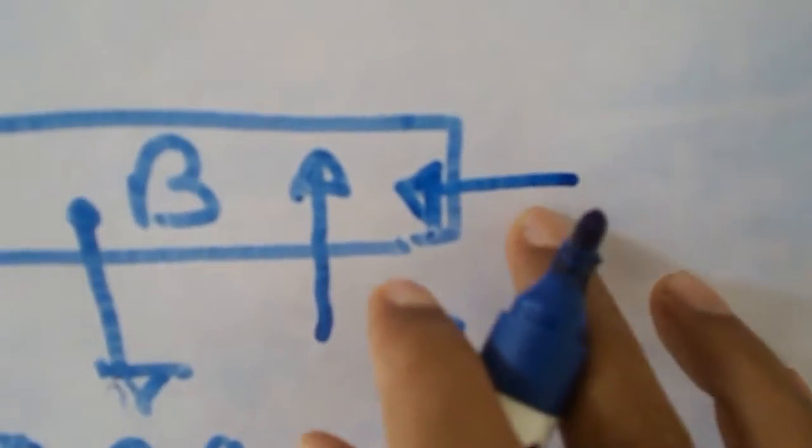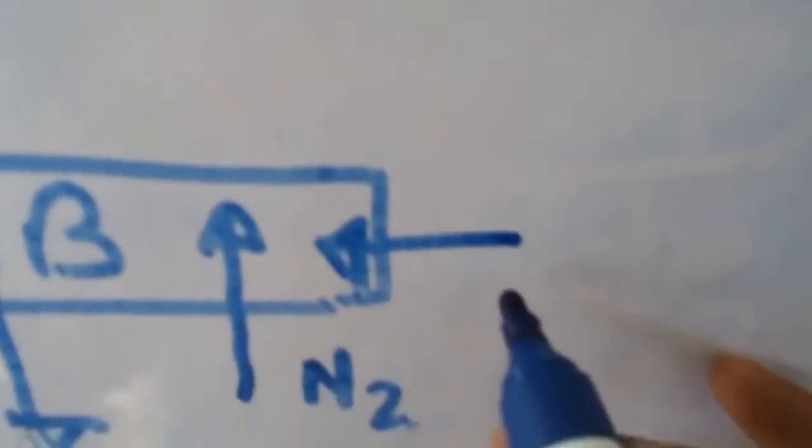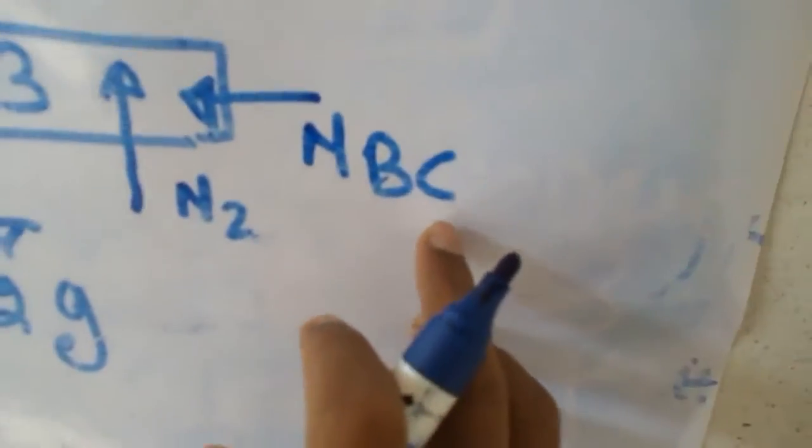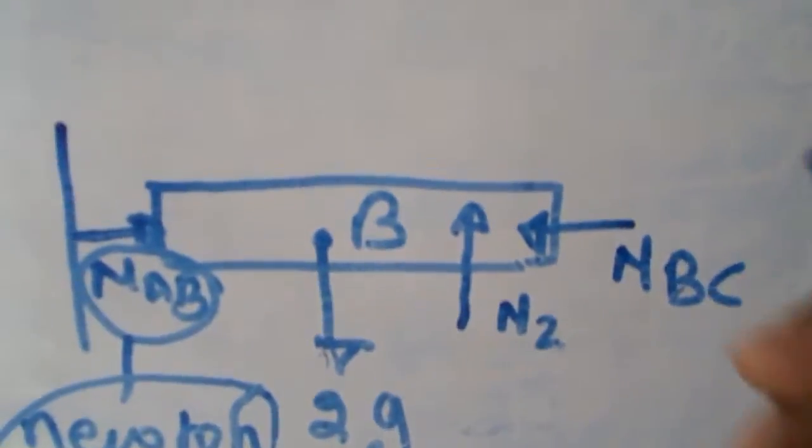Who has applied this force? Block C has applied it. So should I write NBC? Because C has applied it on B. Okay guys, so this is the complete free body diagram of block B.